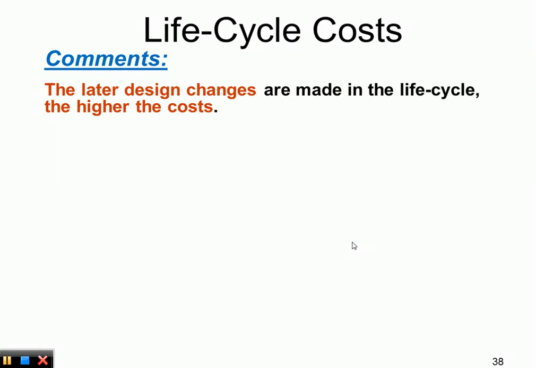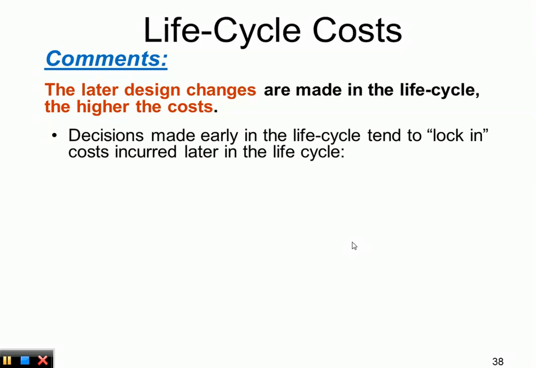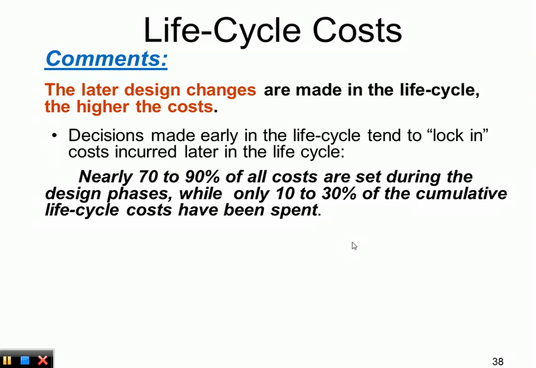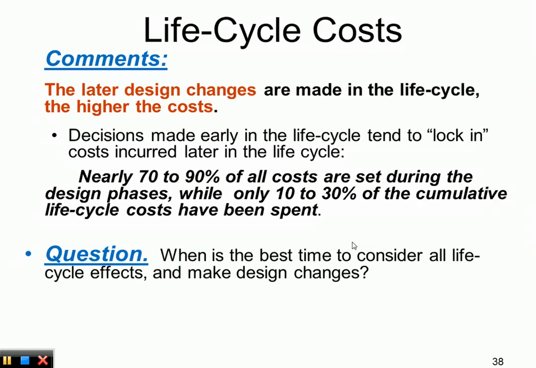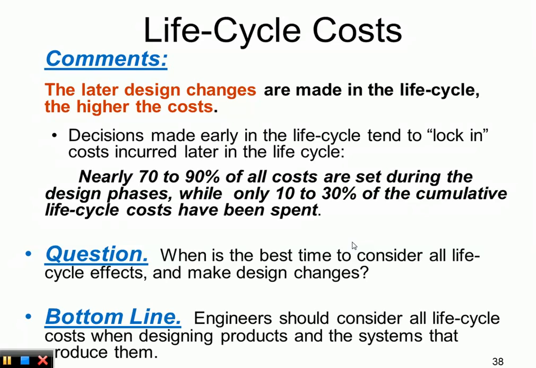So now if you look at this, it's important to see that the later design changes are made in the life cycle, the higher the cost. Decisions made early in the life cycle tend to lock in costs incurred later in the life cycle. Nearly 70 to 90% of all costs are set during the design phases, while only 10 to 30% of cumulative life cycle costs have been spent. So question to you: when is the best time to consider all life cycle effects and make design changes? Of course, earlier in design, earlier in the life cycle. That's when we want to consider all life cycle effects as early as possible. Bottom line, engineers should consider all life cycle costs when designing products and the systems that produce them.